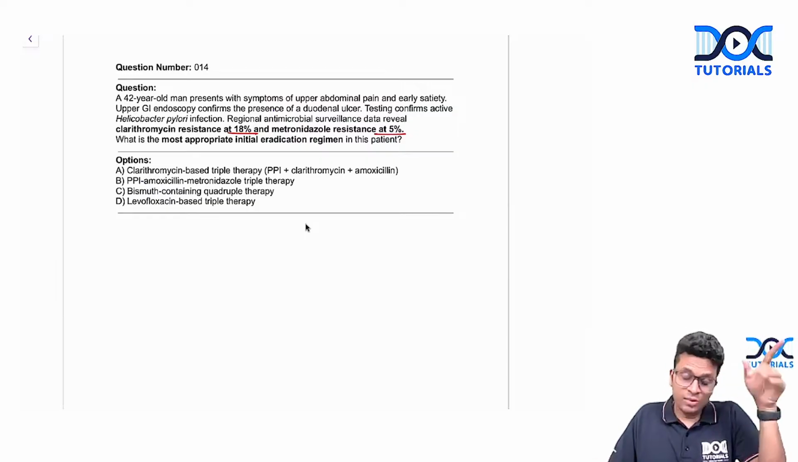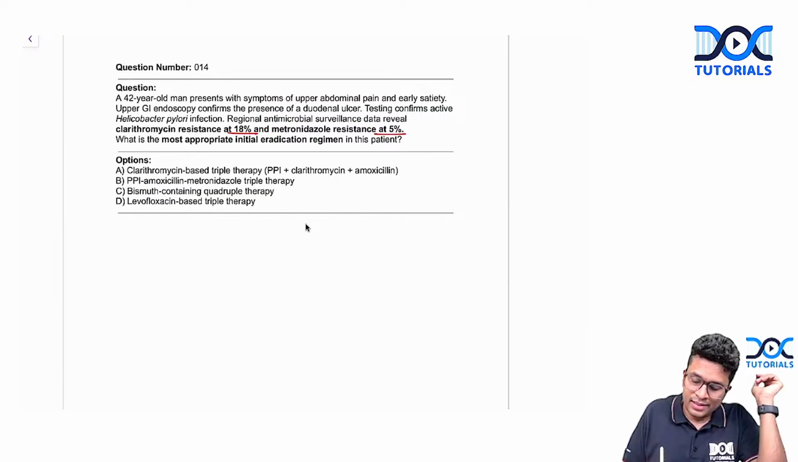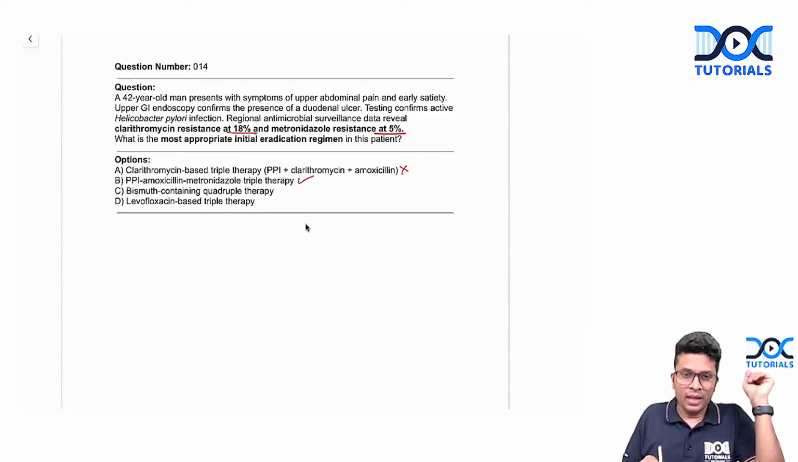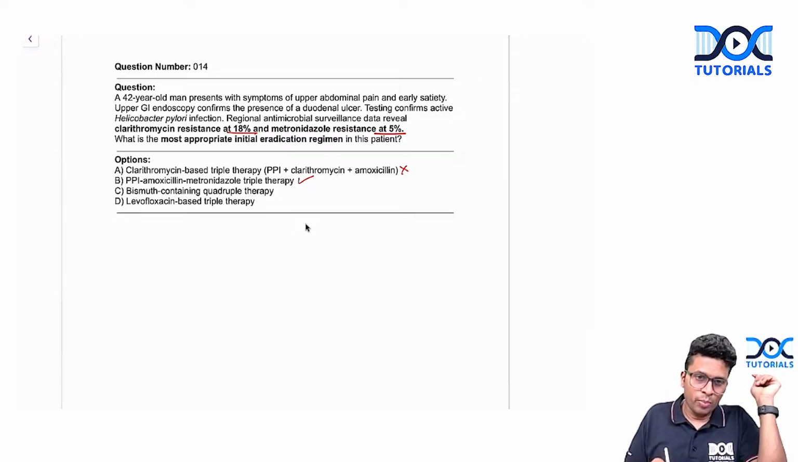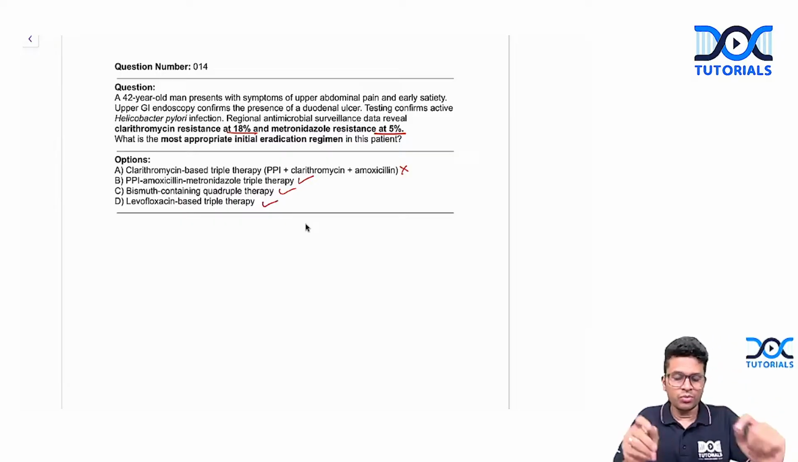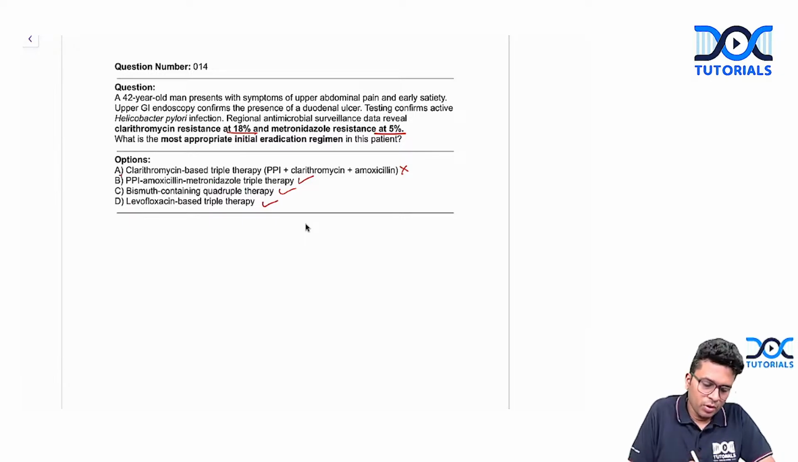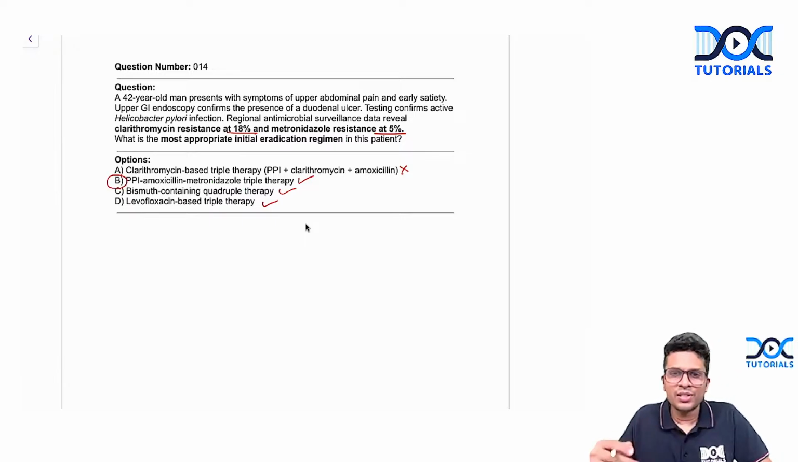So the first line in this patient, where clarithromycin resistance is high, definitely you can't use A. Option B can be tried as a triple therapy. Bismuth containing quadruple therapy can also be tried. Levofloxacin based triple therapy, which has levofloxacin instead of clarithromycin, can also be tried. But here they've asked which is the best to start off and not complicate things. So the best would be just to replace clarithromycin with metronidazole. That is option B, because metronidazole resistance is just 5%.